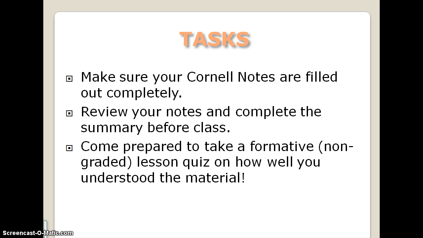Make sure your Cornell notes are filled out completely. Review your notes, complete the summary before class, and come prepared to take a formative lesson quiz on how well you understood the material.